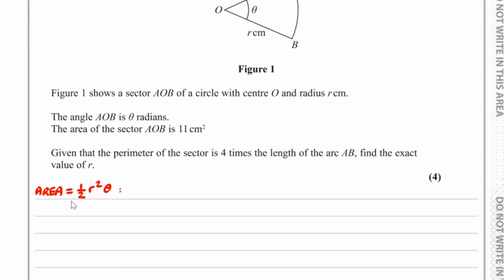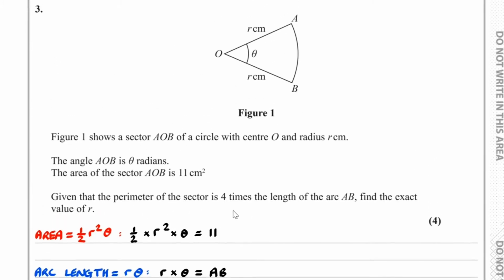First of all, we know area is equal to 1/2 r squared theta, and we know that the area is 11, so we have 1/2 times r squared times theta, and this is equal to 11. We also know that the arc length is given by r theta. Now, the arc length is given by AB, so we have r times theta equals AB.